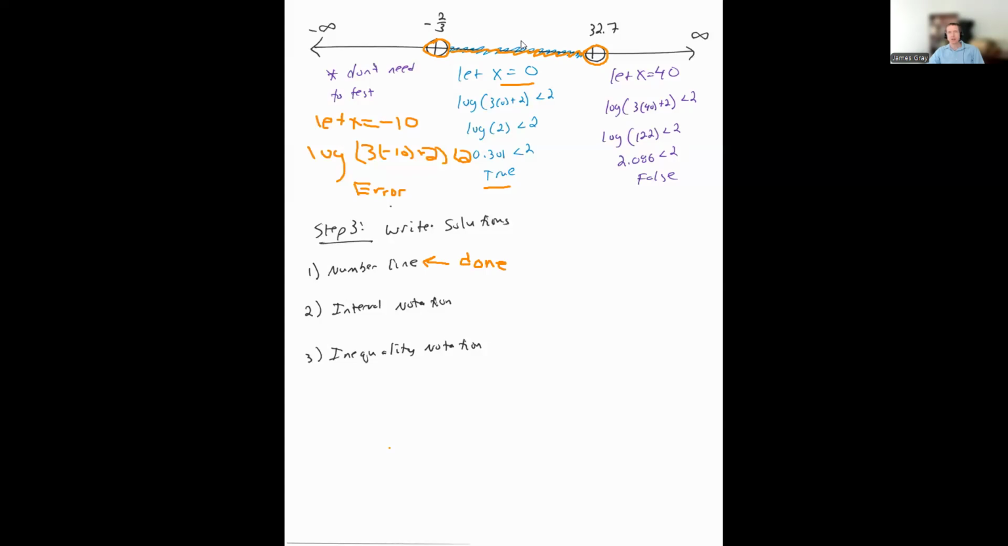In this case, for the interval notation, I have between two values. And so what I'm basically going to do is put x in between these two, and I'm going to get negative 2/3 is less than x is less than 32.7. Excuse me, this is the inequality notation here. This belongs here. This is the inequality notation. For the interval notation, it is going to be between negative 2/3 and 32.7.